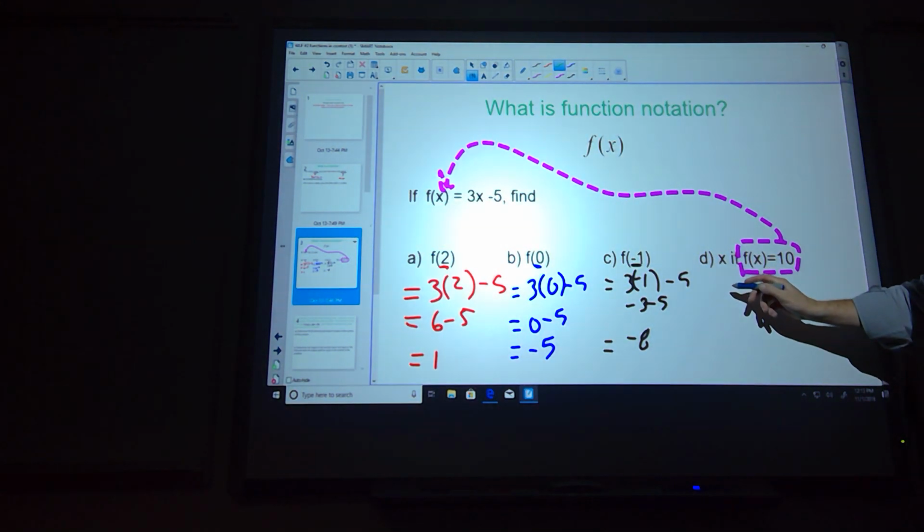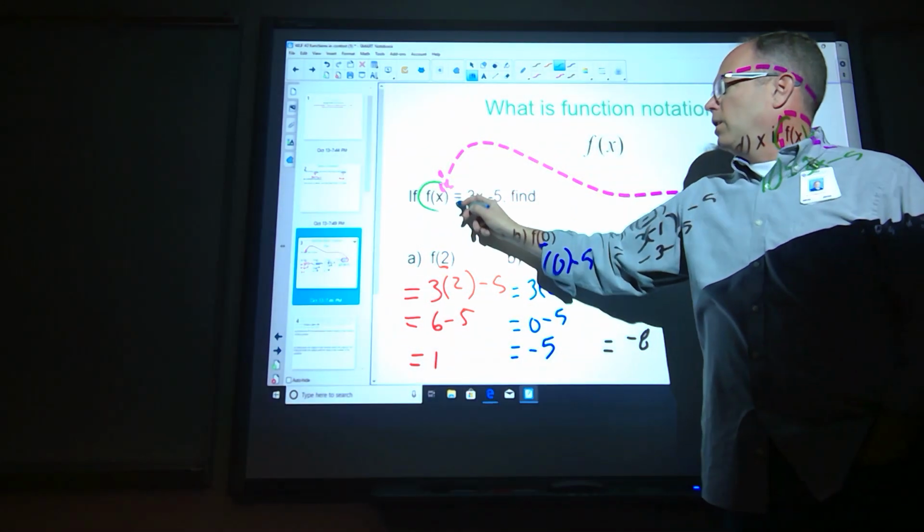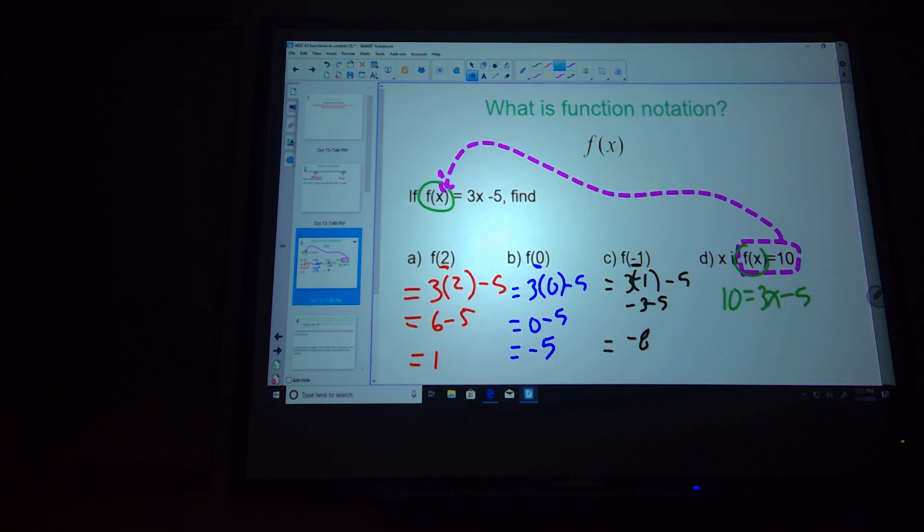So let's see. This is going to give me 10 = 3x - 5. That had been f(x), but I replaced f(x) with the 10, and I set them equal to each other. That's like second or third day of Algebra 1. How did I solve that?